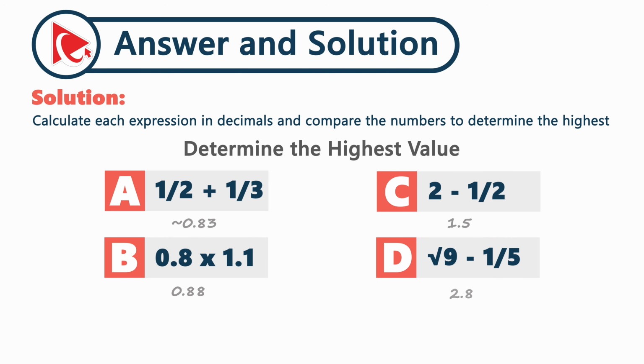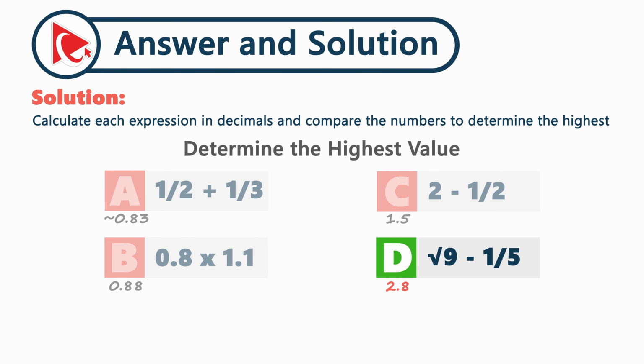And now it's easy to compare the values. Choice A equals 0.83. Choice B 0.88. Choice C 1.5. And choice D 2.8. Just to remind you, the original question is to determine the highest value. The correct answer here is choice D, 2.8.